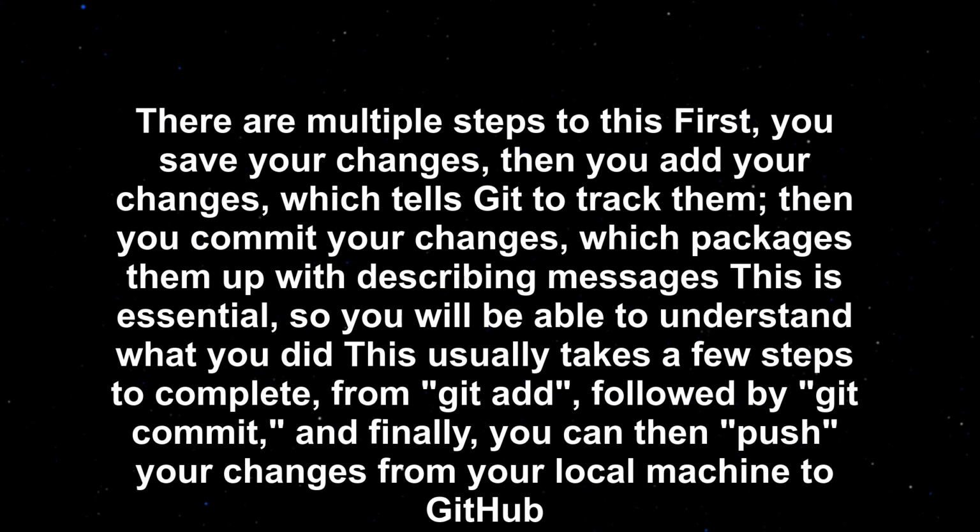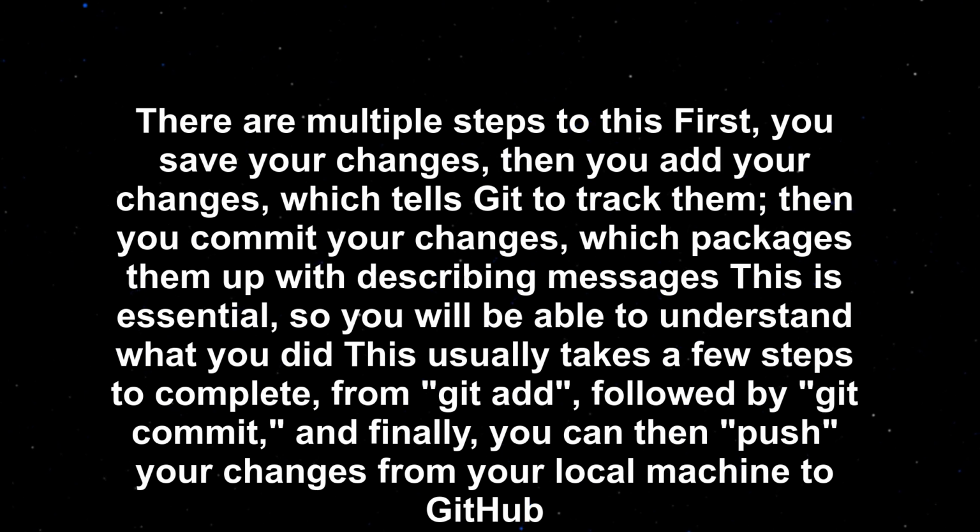Now, let's talk changes. Make them in your project files, save them, and then prepare to commit. This can all be done using the terminal. There are multiple steps to this. First, you save your changes, then you add your changes, which tells Git to track them. Then you commit your changes, which packages them up with describing messages. This is essential, so you will be able to understand what you did.